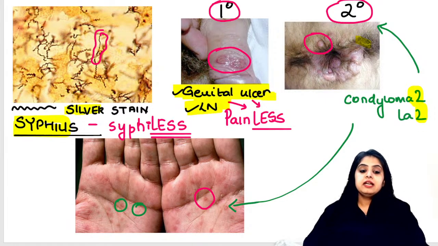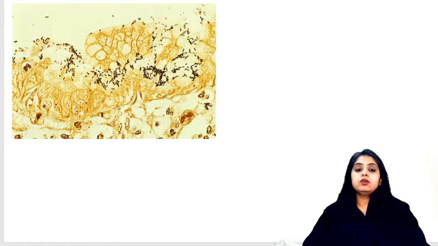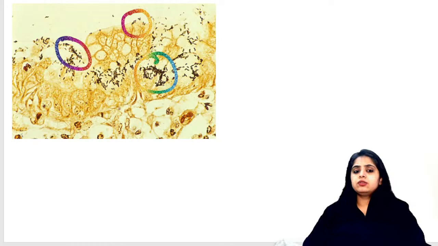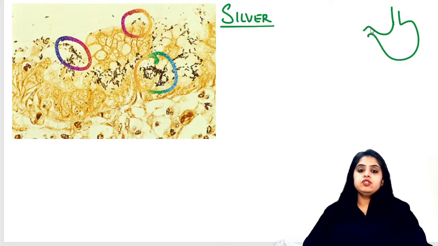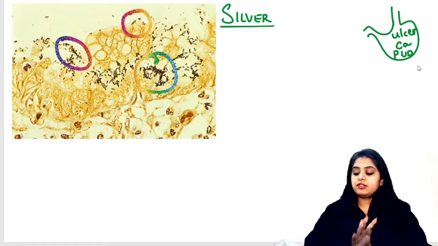Okay. Having said that, coming on to another black color stain. But look at how the history will change. You'll say this is also coming all black color. तो ये भी कोई silver वाला stain होगा. But here I'm not giving you any genital ulcer and all history. Here I'm giving you history of a simple gastric lesion. It could be gastritis, it could be a gastric ulcer, it could be a gastric cancer, it could be peptic ulcer. तो जो भी है कुछ gastric history है.